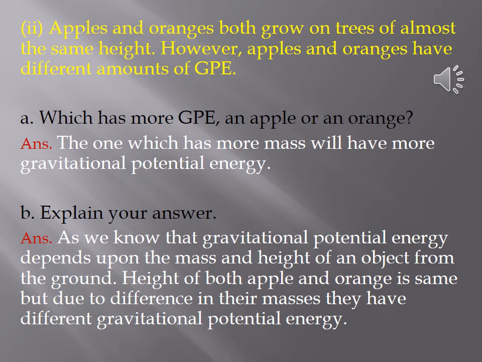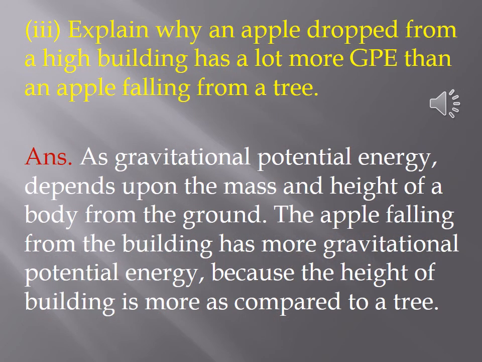Its answer is, as we know that gravitational potential energy depends upon the mass and height of an object from the ground. Height of both apple and orange is the same, but due to difference in their masses they have different gravitational potential energy.